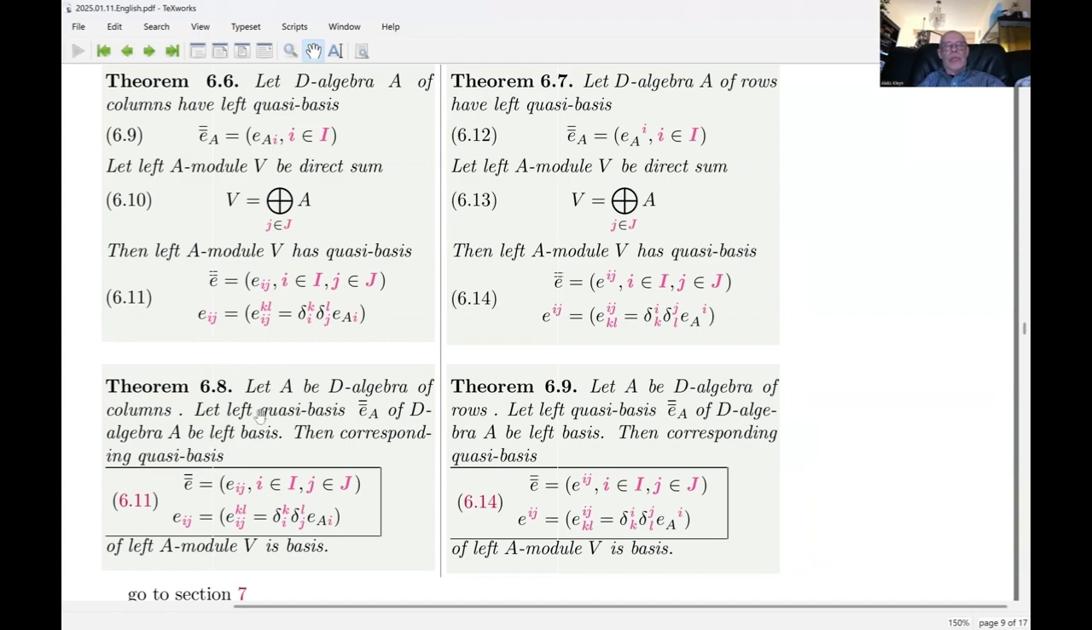Next theorem. Let A be the algebra of columns. Let the left quasi-basis in A of the algebra A be a left basis. Then the corresponding quasi-basis (6.11) of the left A-model V is a basis as well.